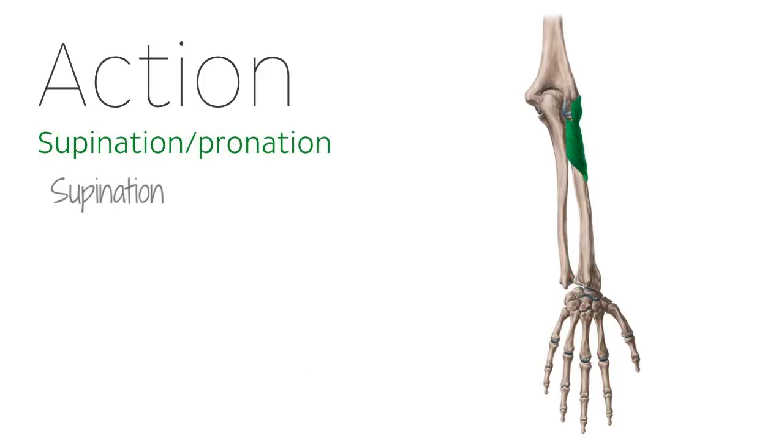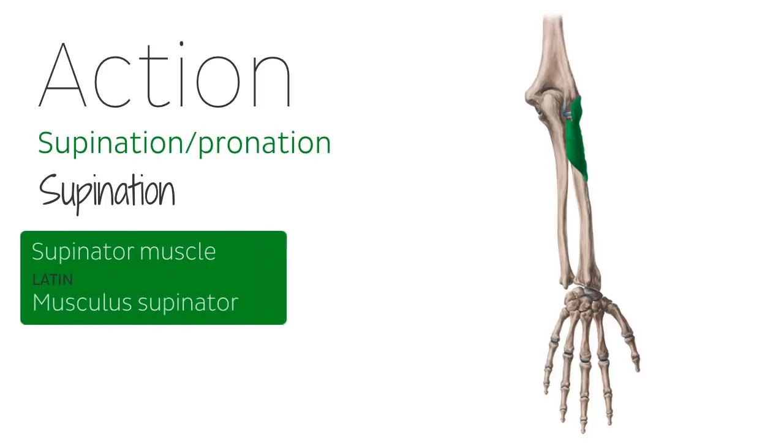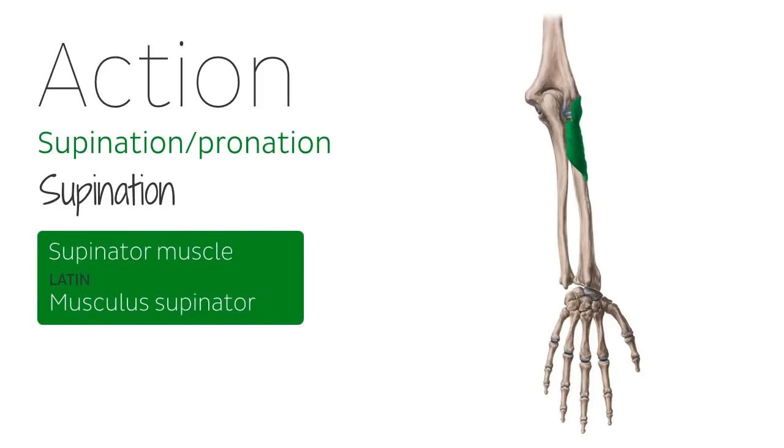Supination describes the action of turning the limb so that the palm of the hand or the sole of the foot faces upward or outward. For example, when the supinator muscle of the forearm contracts, it rotates the forearm and hand so that the palm faces upwards.